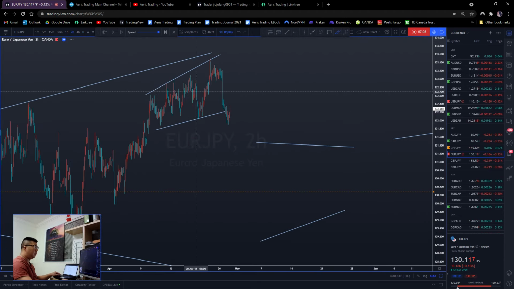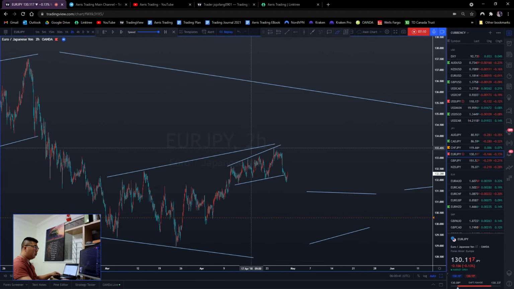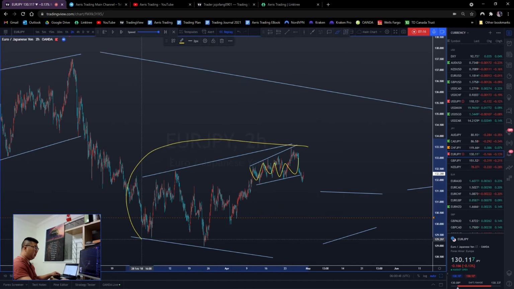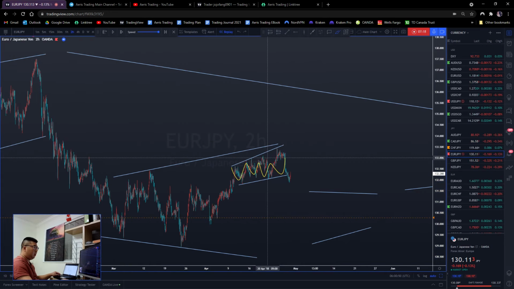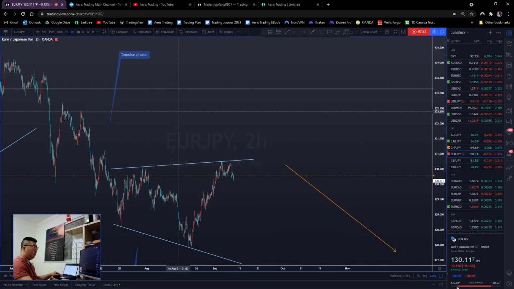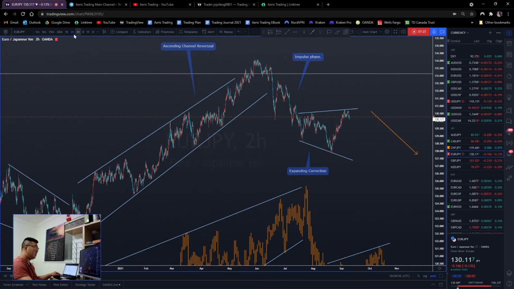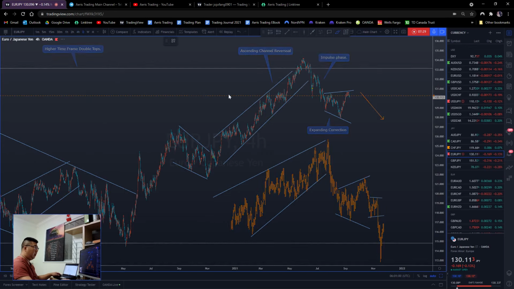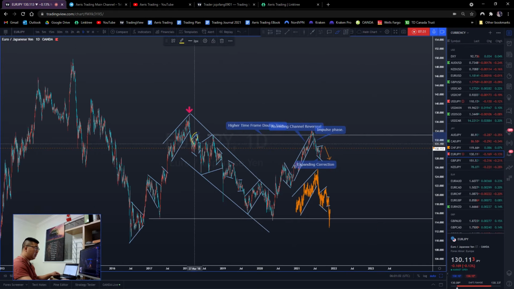Now, if we dig a little bit deeper here, did we have some sort of entry? Well, there is. If you look at this, there is a smaller ascending channel within this larger expanding structure. So even though the current price action isn't forming the same kind of reversal price action that we have seen on the daily, there was an ascending channel.